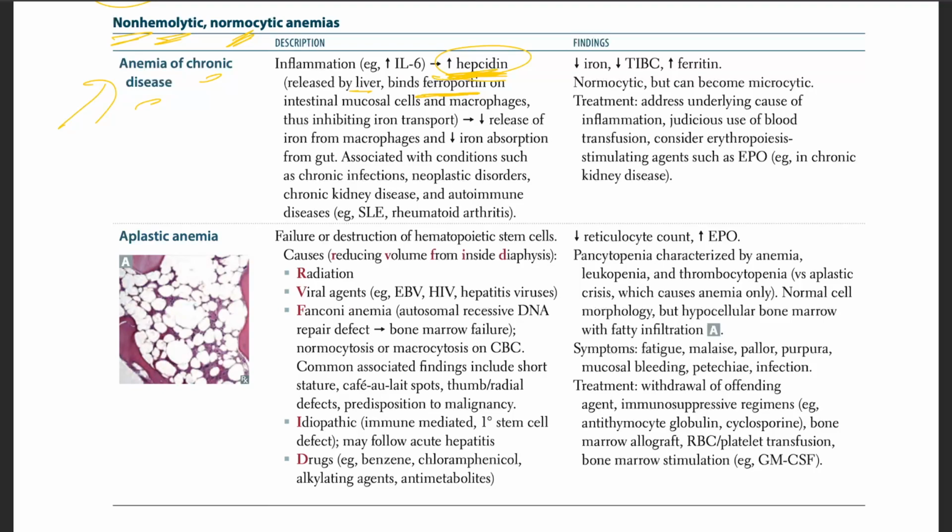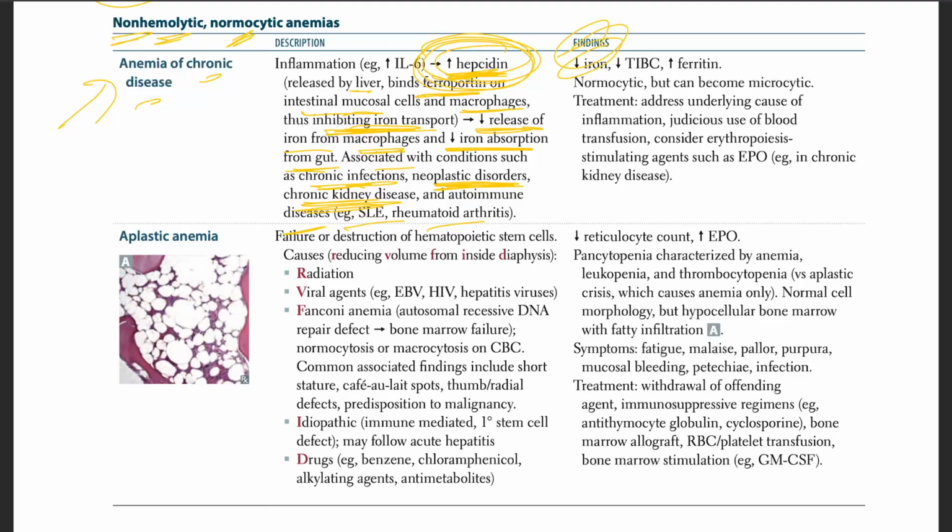Guess what? Intestinal mucosa and macrophages. That's why it inhibits the iron transport. When you inhibit the iron transport, there's decreased release of iron from macrophages and decreased absorption from the gut. That is all due to the increase in hepcidin. It is associated with conditions such as chronic infections, neoplastic disorders, CKD, and autoimmune diseases like SLE and rheumatoid arthritis.